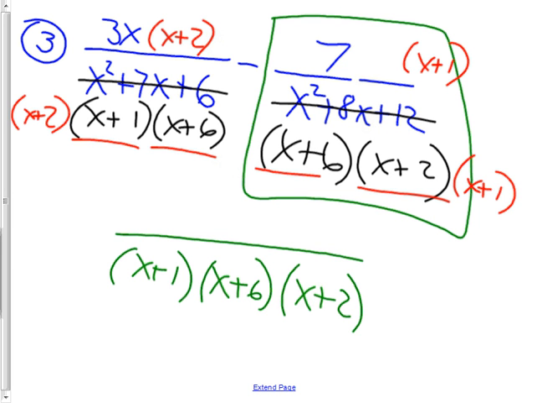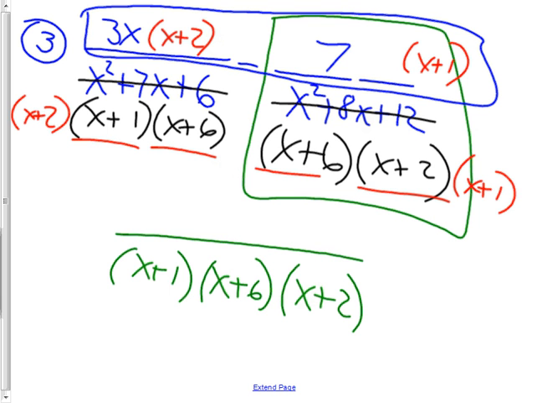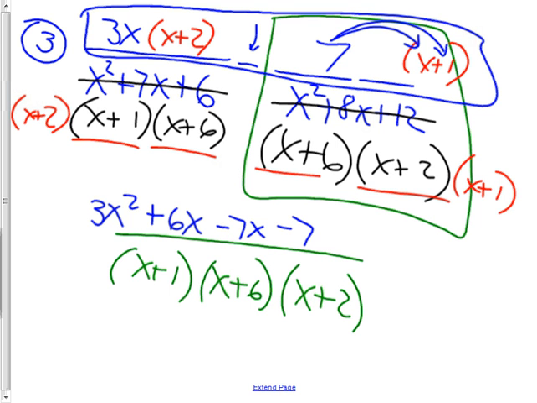Next step, the denominator's already done. It's not about the base, it's all about the top. Okay, so now I'm going to have a 3x squared plus 6x. And now this, I'm going to multiply out for 7x plus 7, but they both have a negative on them. Negative 7x and a negative 7. That negative right there messes up so many people. Got to distribute that negative. Then these two can go together and make negative x. So I'm just going to erase them and put negative x, okay? Because 6x minus 7x makes negative x.